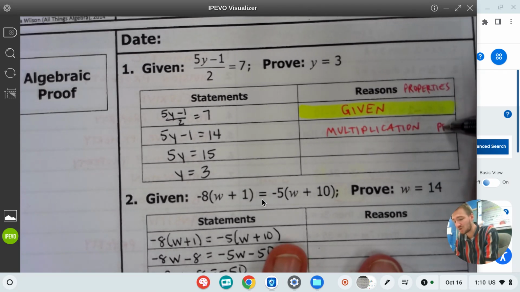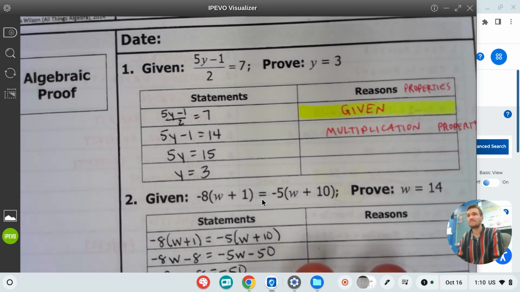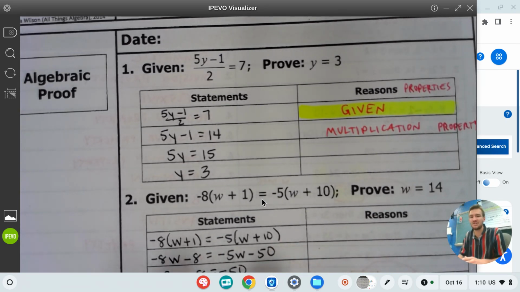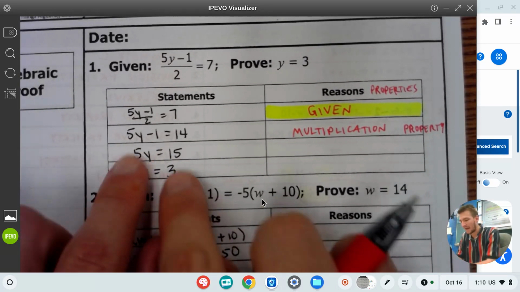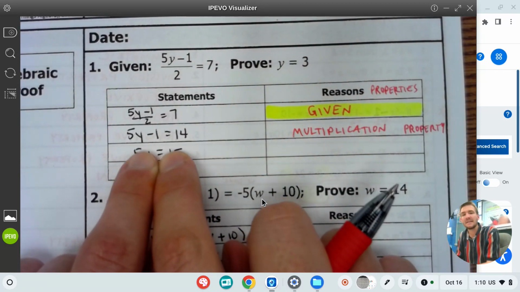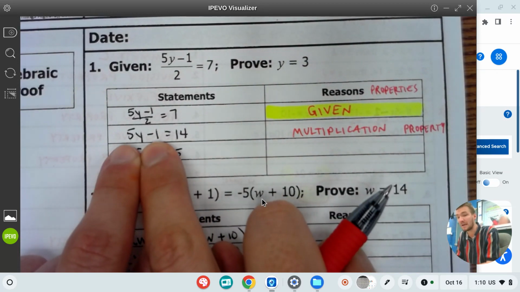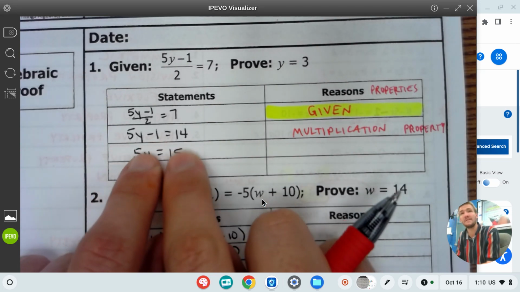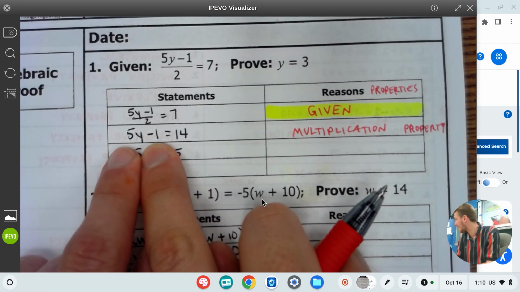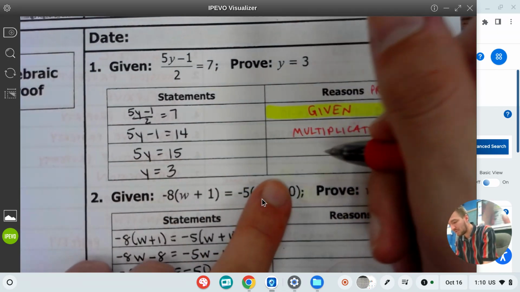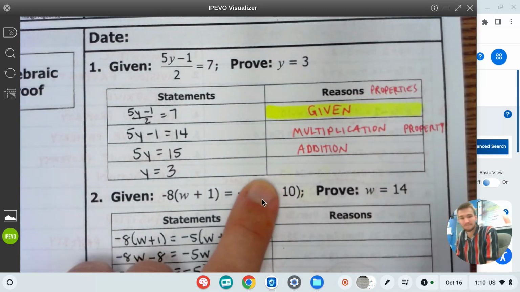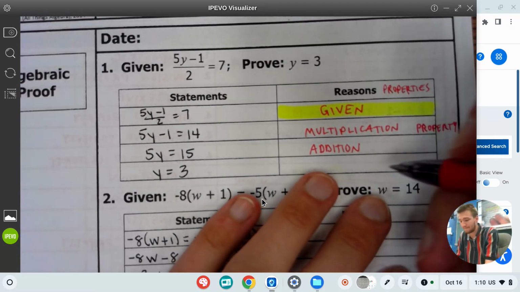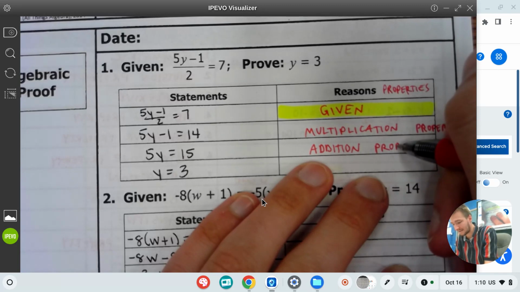You're pretty much just trying to figure out what happened, right? You're just trying to be a detective and look at them solving it and try to figure out what the heck did they do, right? How did we get from this second line down to the third line? There used to be a minus 1, but they moved it away. So how did they move this minus 1 away? They used addition. Right? They added it to the other side.